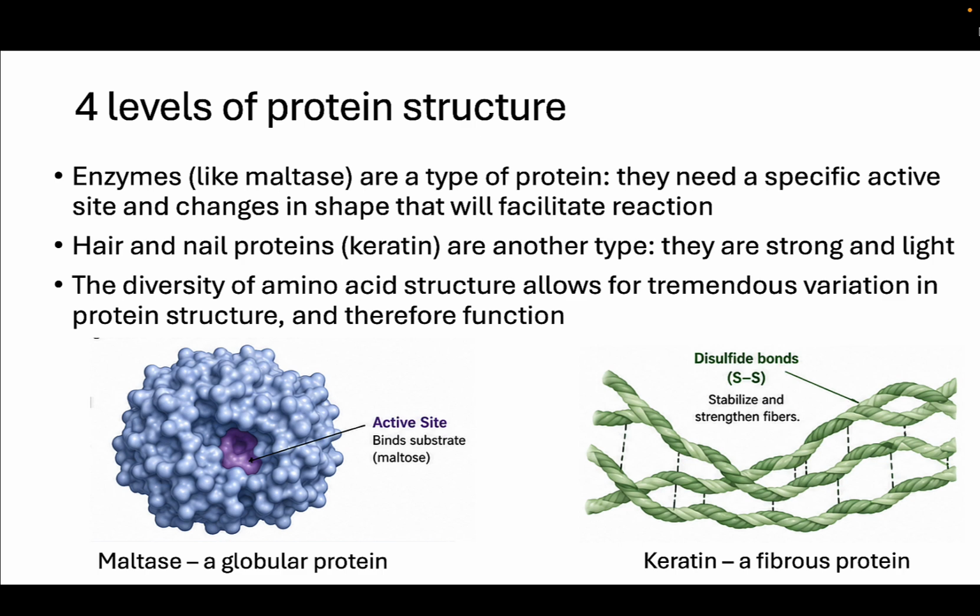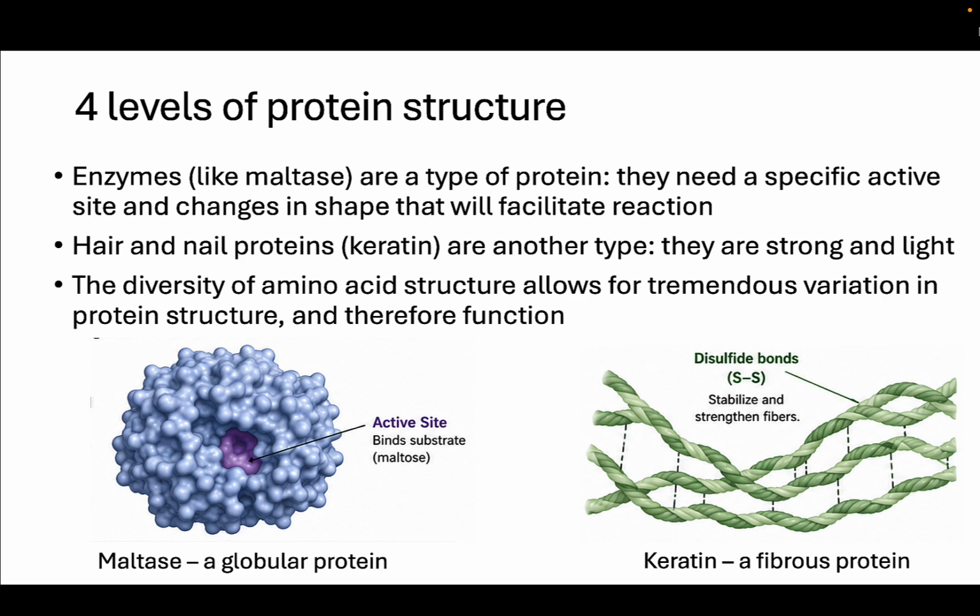We've considered an enzyme we'll call maltase, a globular protein with an active site to bind the substrate maltose. Remember, that's a disaccharide that we're going to split into basically glucose units. This is kind of like a ball, right? The protein has this globular shape and an active site that's going to connect with maltose. This is one type of protein, globular proteins.